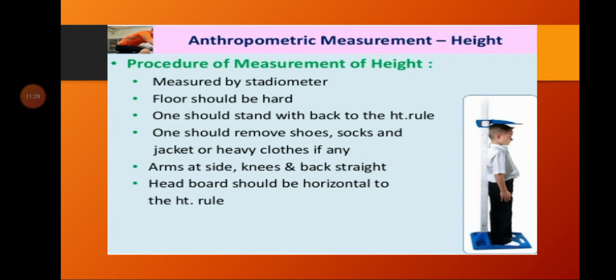Procedure of measuring height. First, it is measured by stadiometer. Floor should be really hard. One should stand with back to the height rule and remove the shoes, socks and jackets or heavy clothes if any. Then arms should be at side, knees and back should be straight, head should be closer to the board and be horizontal to the height rule.